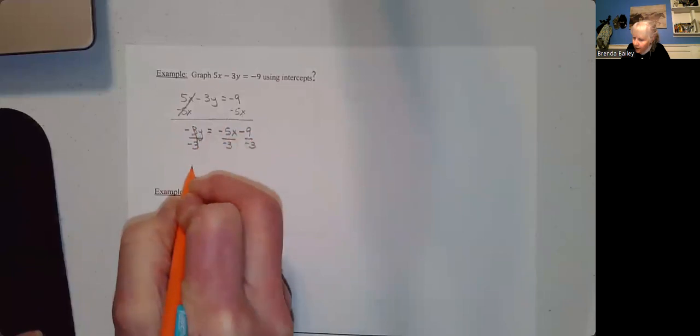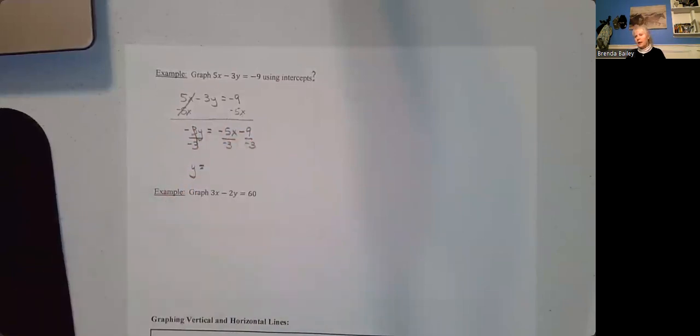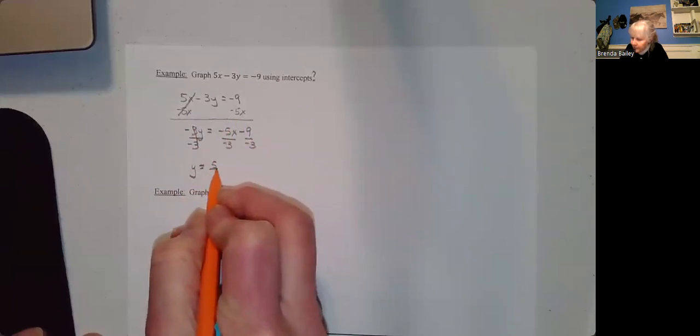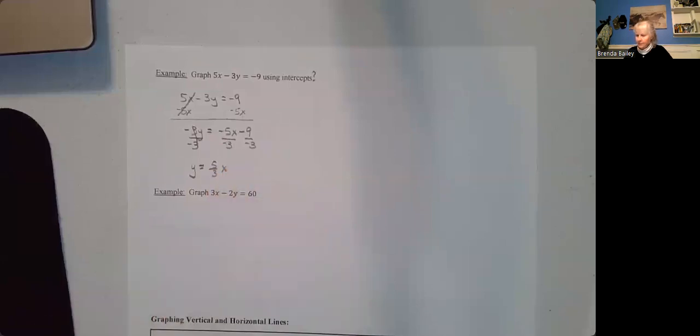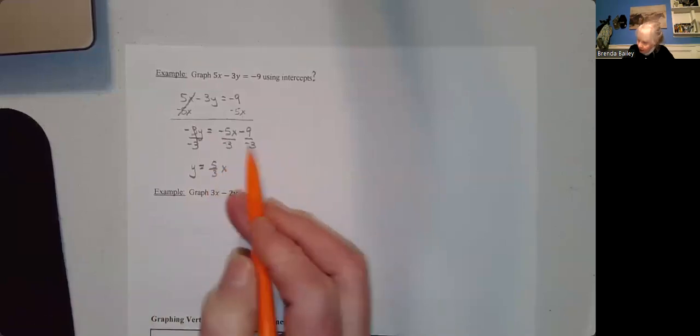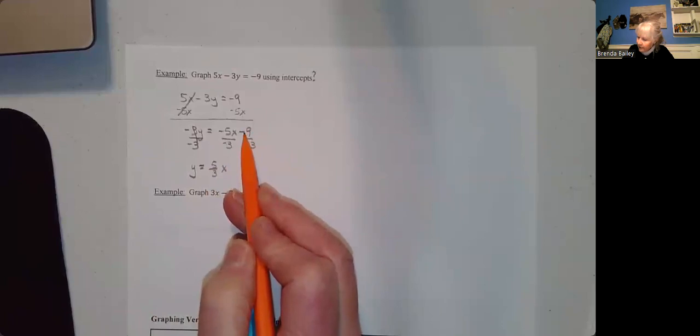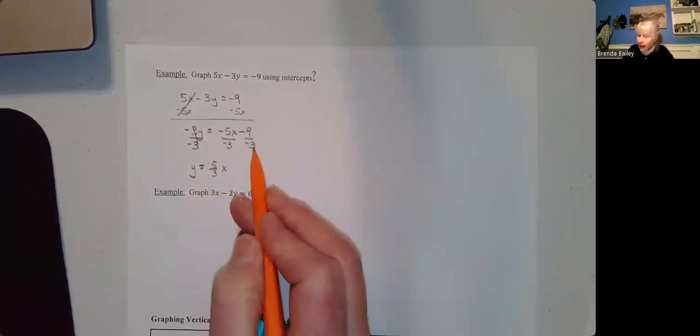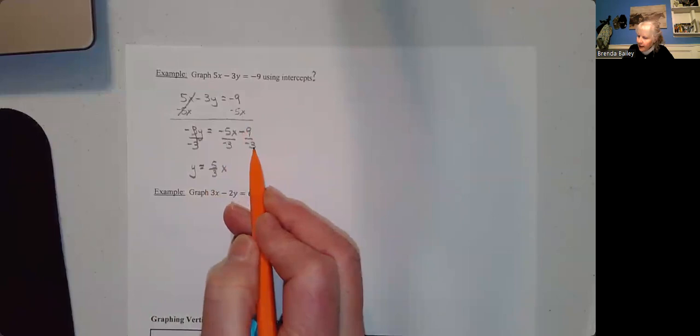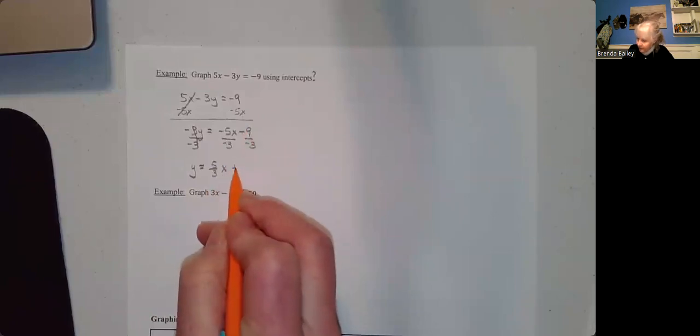So y equals, let's look at our first term, -5x over -3. This number in front of the x represents our slope, so we will leave it as a fraction. Don't make it a decimal. So we will leave that as a positive because a negative over a negative is a positive. So there's our first term. Then here we have a -9. A negative divided by a -3 gives us a +3.